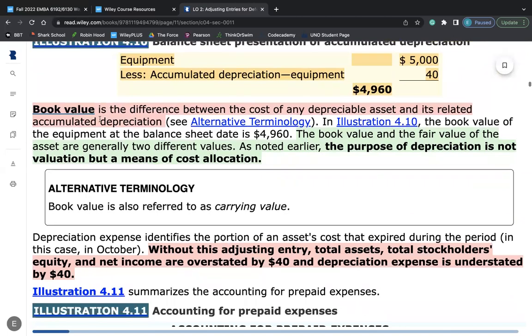All right, this is pretty important. Book value is the difference between the cost of any depreciable asset and its related accumulated depreciation.